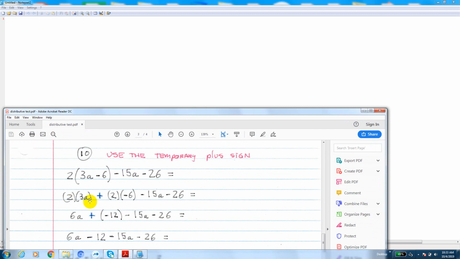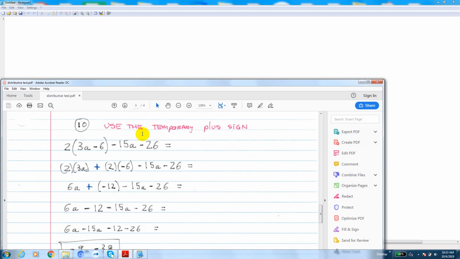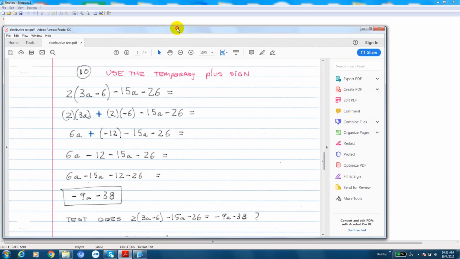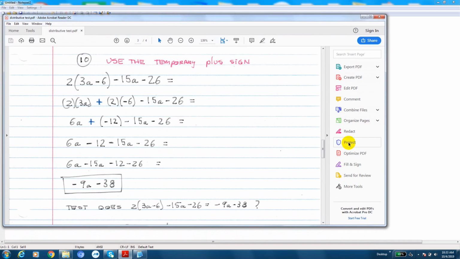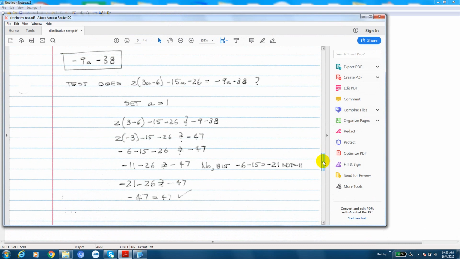Now it's time to get rid of the temporary plus sign. You just blow it off. You just take this number, -12, right? And then you combine, and you can match the different things and put them next to each other, combine, and then you get the answer. And then you want to test it. You just set a equal to 1, and you just test it, and boom, you got it.